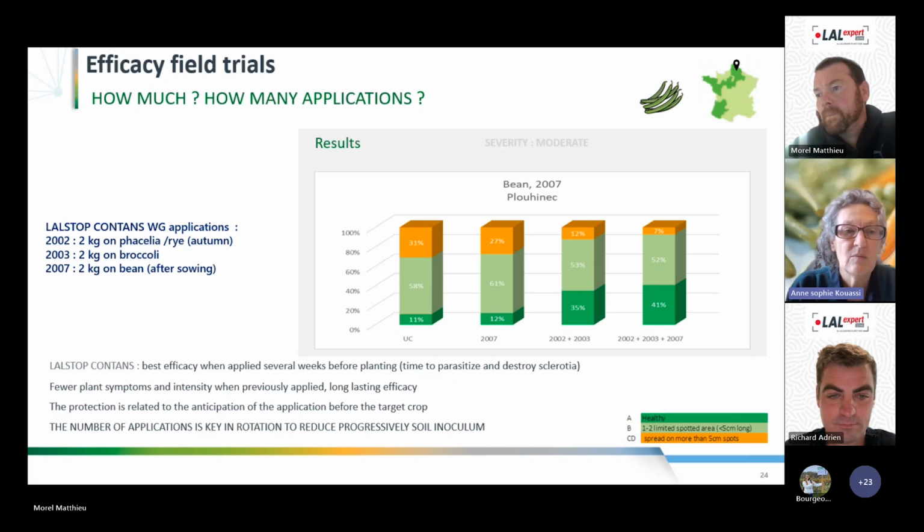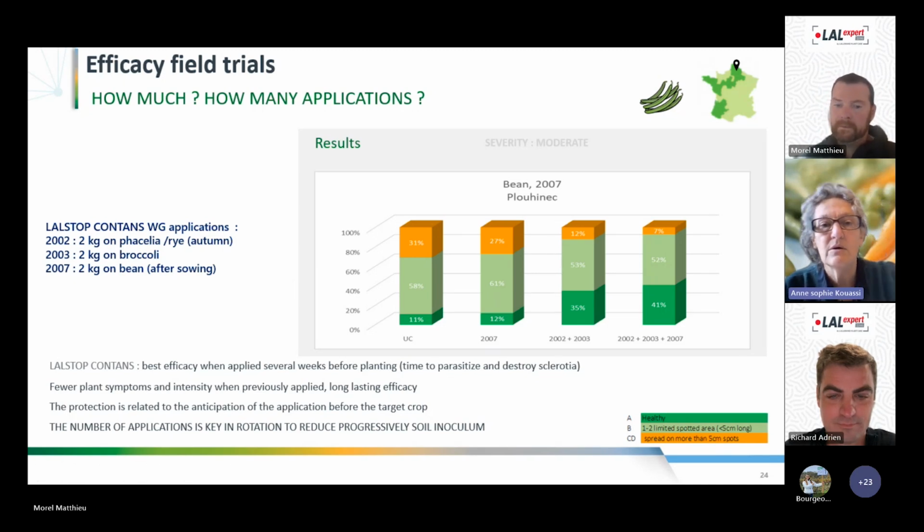So you can see that the protection is better when you anticipate the applications on the years before the crop, because, as you saw in the presentations before, Contans needs time to develop in the soil and destroy the inoculum. So it's more hazardous to apply just before the target crop. You can benefit more from the previous applications and the previous crops 2 or 3 years before. And the severity in these fields was not very intense, but you can see that Contans contributes year after year to reduce the soil inoculum and enhance the efficacy.